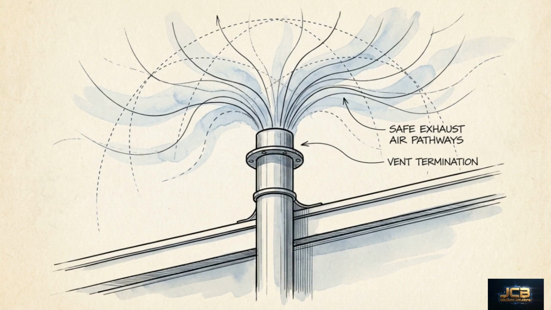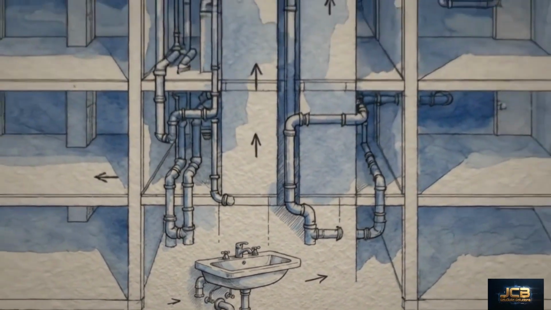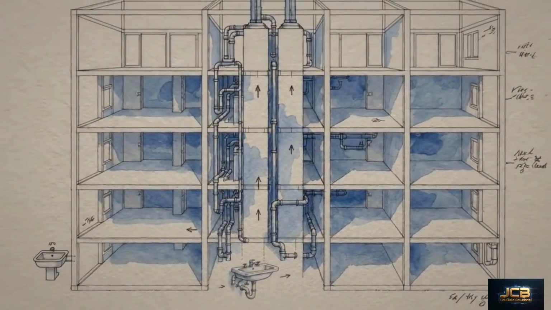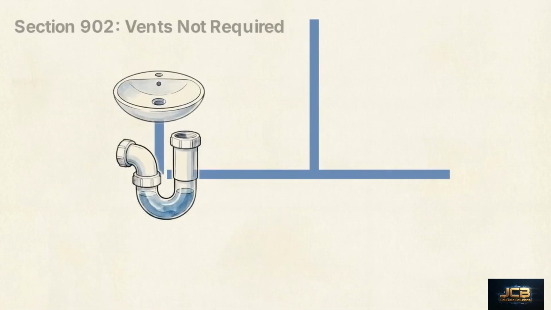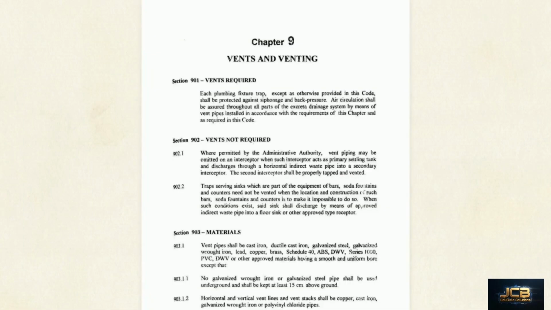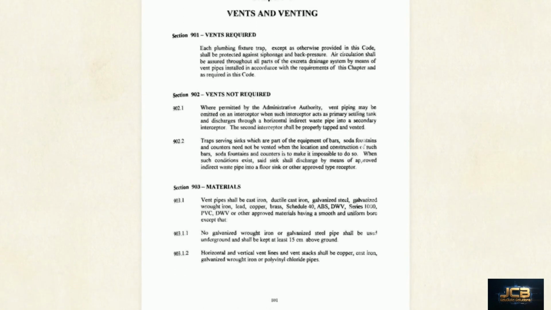From the 152mm P-trap offset to the 1.0-meter high-rise yoke vent, our spatial map of a compliant drainage system is fully constructed. Board exams, however, test your knowledge of the exceptions. You must identify the specific scenarios where standard venting is not required. Per Section 902.1, vent piping may be omitted if an interceptor acts as a primary settling tank, discharging into a secondary, properly vented interceptor.